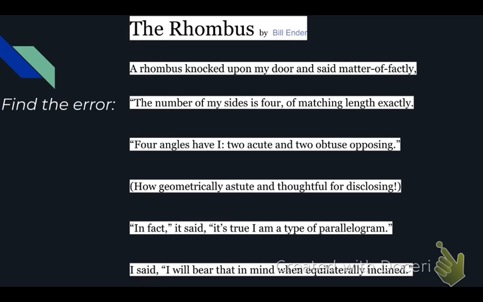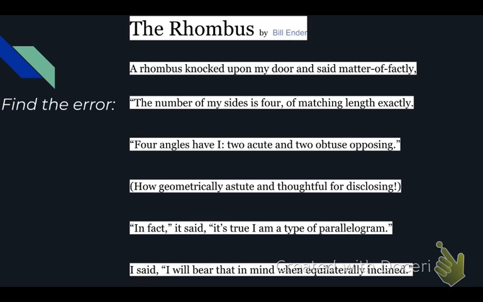So I would say here that the third line, where it says 4 angles have I, 2 acute and 2 obtuse opposing, that's usually true, but there's one case where it's not true, if you could think about that. When would a rhombus not have 2 acute and 2 obtuse angles opposite from each other?